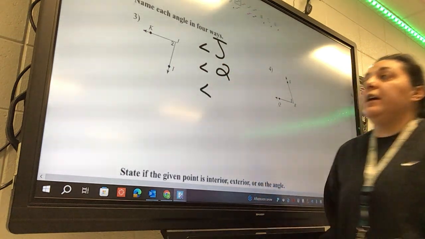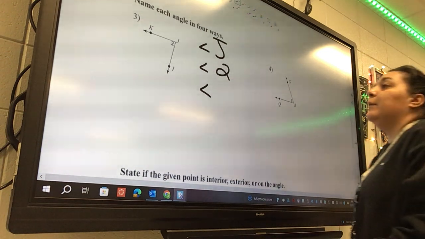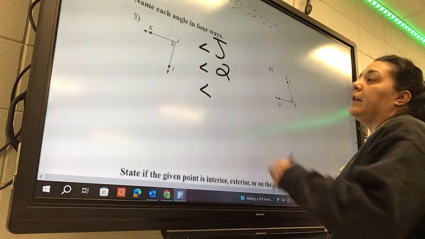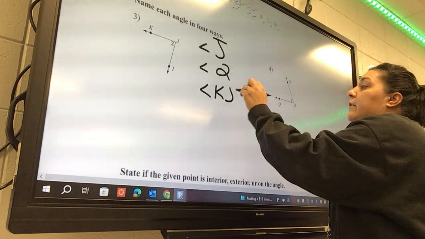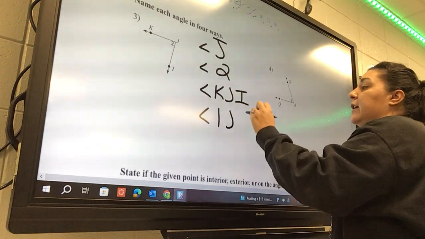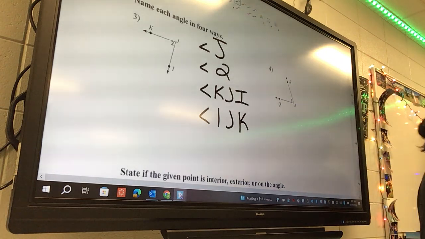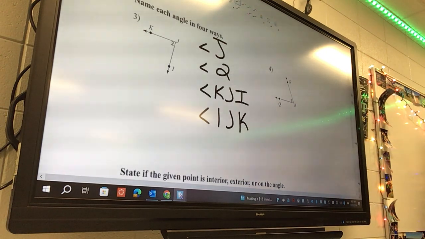Okay, and then for the other 2 ways, you start at one dot and work your way to the other dot. Or you can start at the other dot and work your way to the other dot. So kind of like connect the dots. If we start at one dot and work our way, what is that going to be? KJI. Okay, and then what? IJK. Notice how the J is always in the middle. The vertex has to be in the middle when we name it. So those are the 4 ways that we can name it.